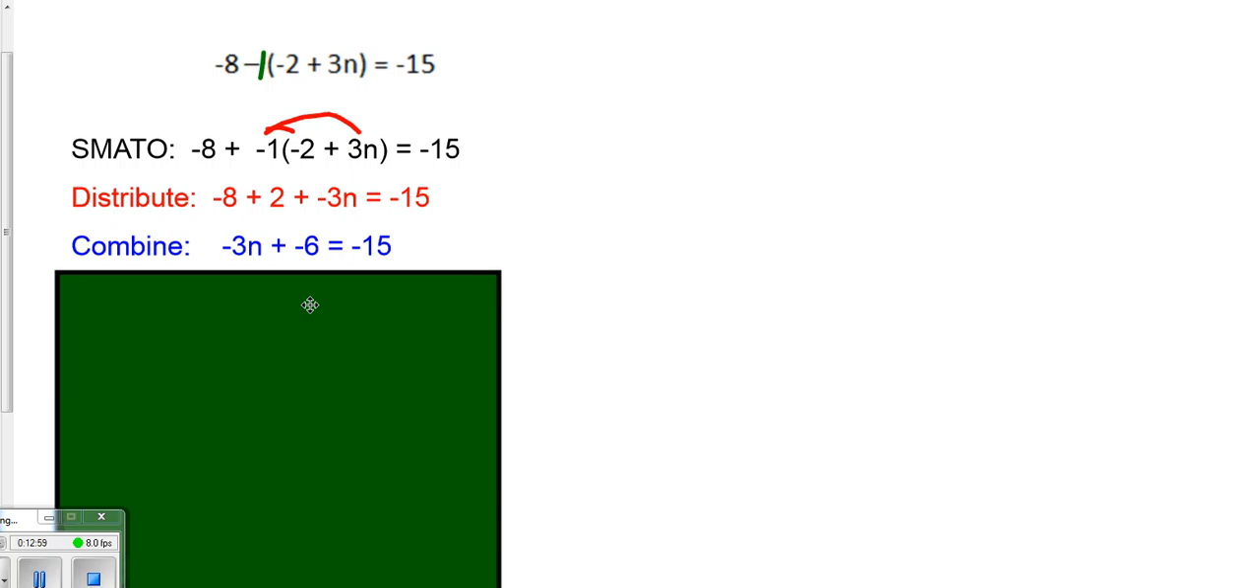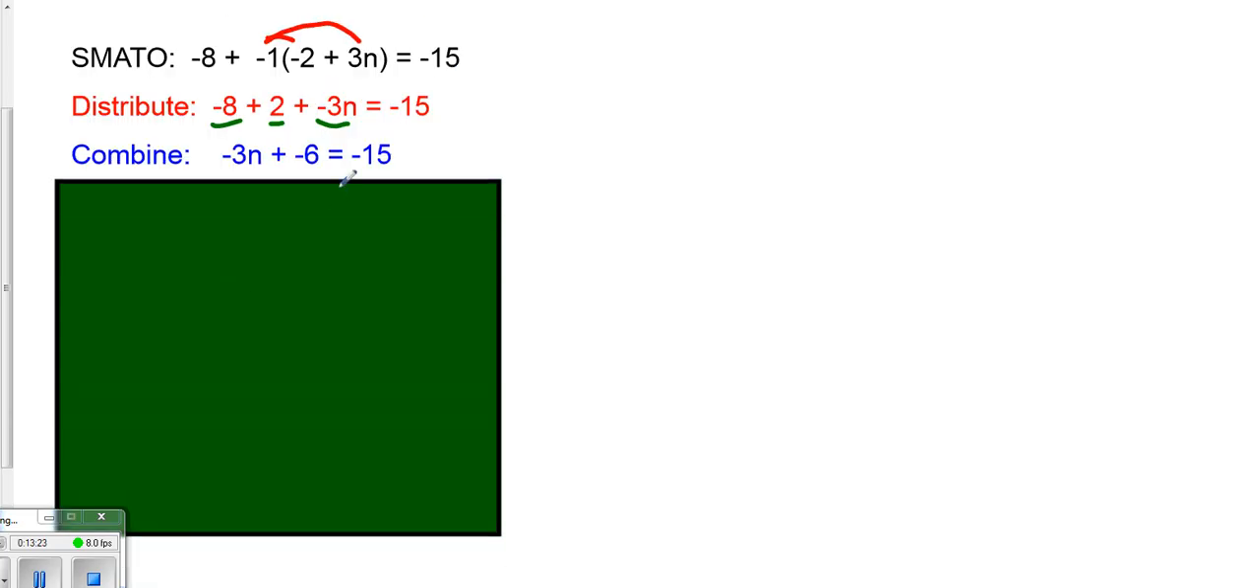Combining any like terms, again, we have 3 terms on this side, 1, 2, and 3. These 2 are constants. This one is a variable. It's an n term. So these can combine to a negative 6. This one stays as negative 3n. And we can mix and match those. We could leave the 3n at the end, but we decide to put it out front here, make it a little bit easier to see what we're doing to both sides. So it's negative 3n plus negative 6 equals negative 15.